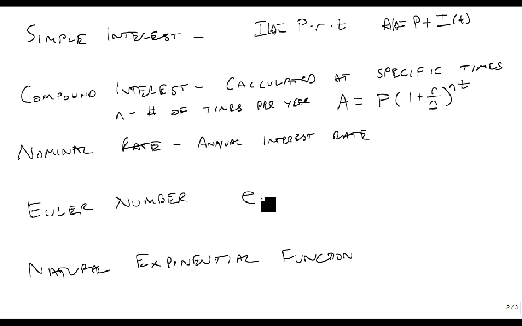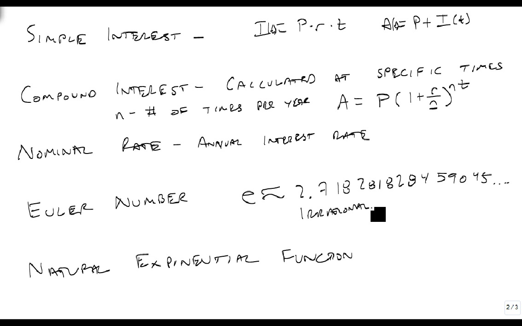And e is approximately equal to 2.71828... and it keeps going. This is similar to pi. It's an irrational number, and it comes up quite a bit, and so you need to know what it is and how it works, and you need to know how to find it on your calculator as well.